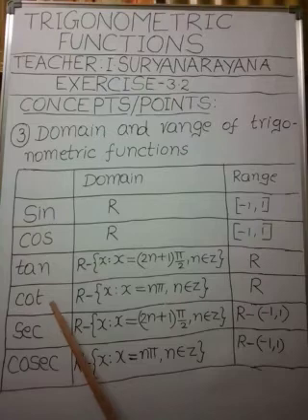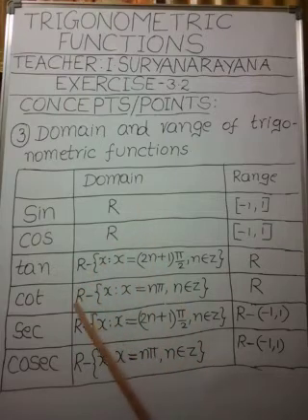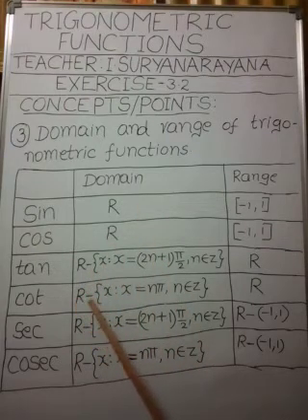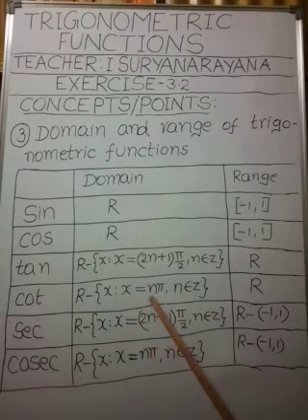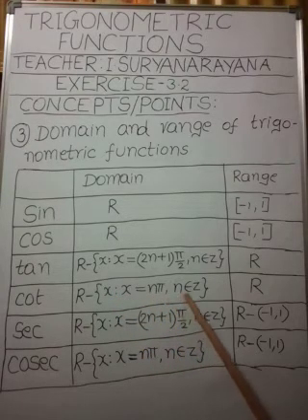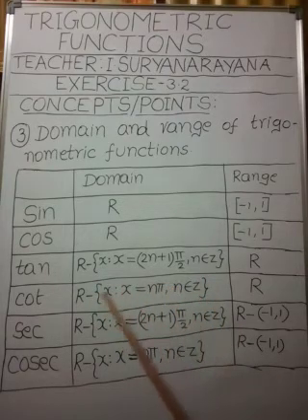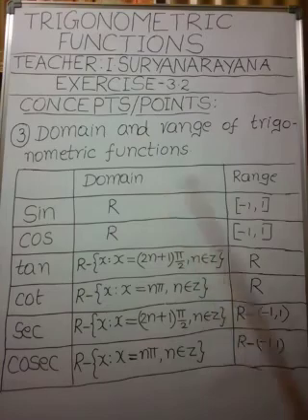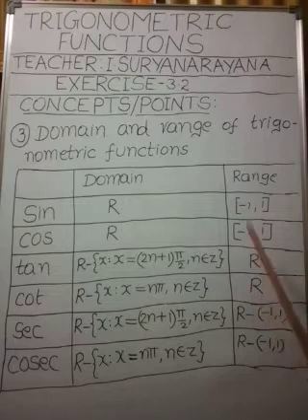Now come to the cotangent function or cot function. Cot function domain is the set of all real numbers minus the set of all x such that x is equal to n pi, n belongs to Z. This is the domain of cotangent function or cot function. And range of cot function is the set of all real numbers. Okay, my dear children. Right.